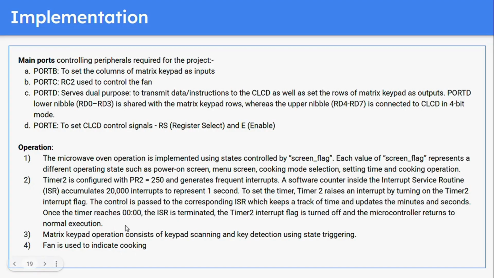The matrix keypad operation consists of keypad scanning and key detection using state triggering. State triggering indicates that the key is detected only once and not continuously while it's being pressed. The fan is used to indicate cooking.